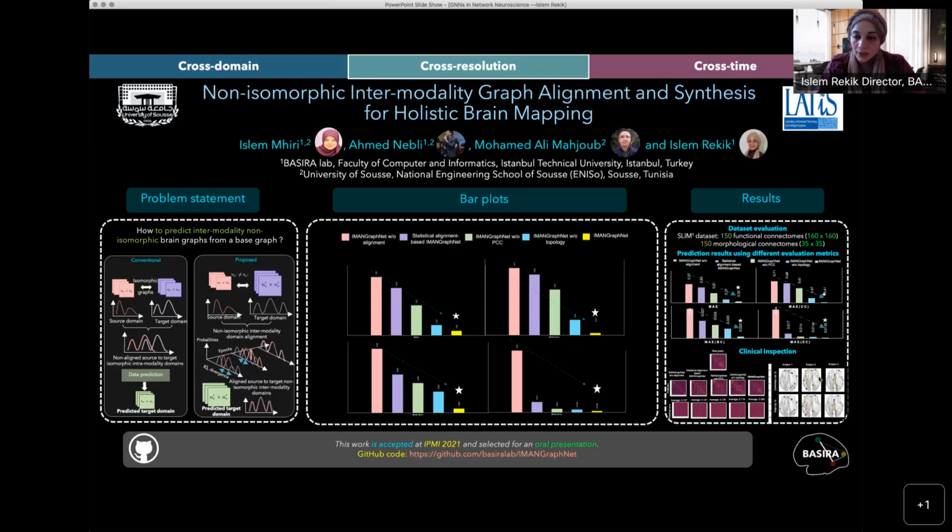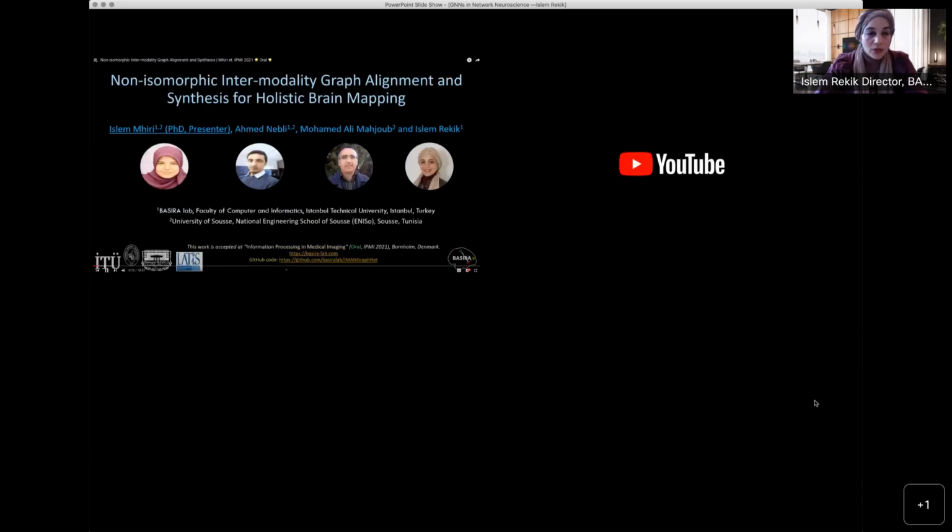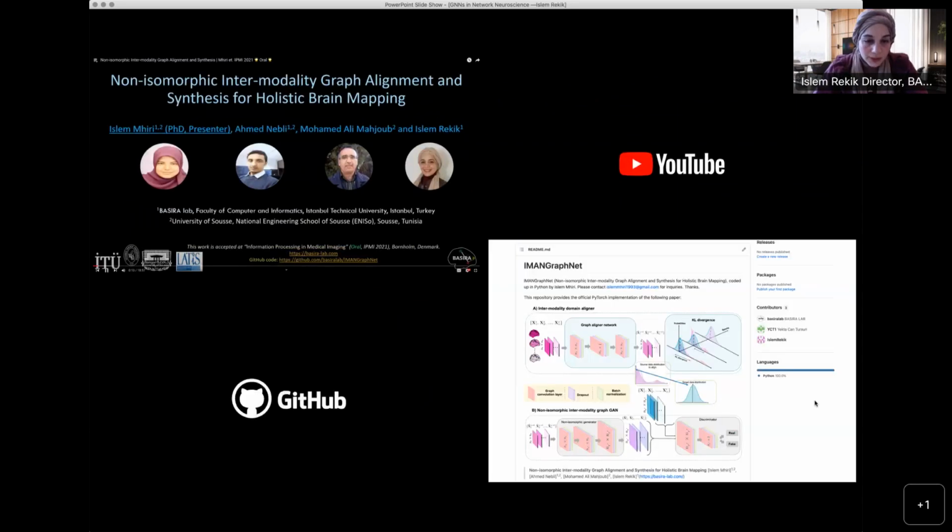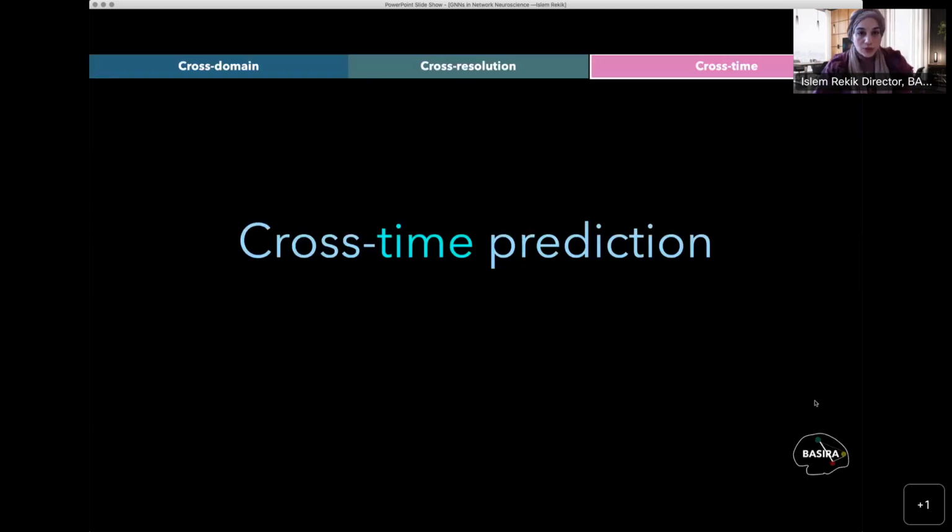So here, we also did a clinical inspection, which means we looked at the ground truth and predicted networks' top connectivities, and they were very similar. So there was a large overlap between the top connectivities of the ground truth super-resolved graphs, functional connectomes, and the ones that we predicted. So that was a qualitative analysis also. This work is also available on GitHub and on YouTube. You can watch the video.